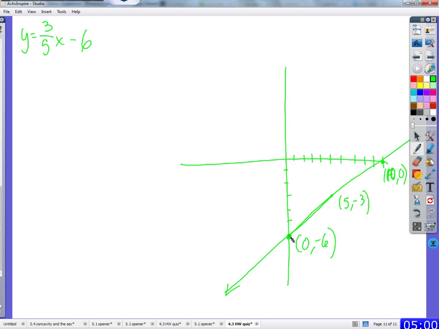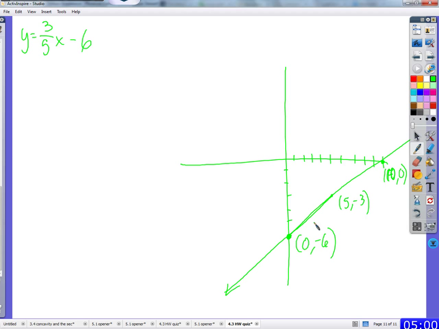I'd like you to also notice if we moved up, not 3, but if we moved up 1.5, just half as much, just choosing half as much for no reason at all, how much would we move over? 2.5. We move up half of 3, we move over half of 5. The ratio is the same.